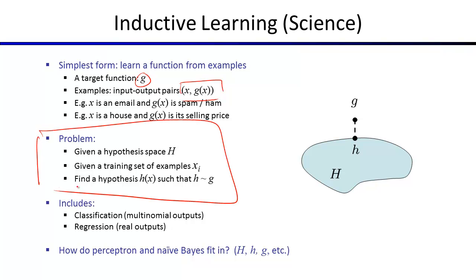Effectively, we have some hypothesis space, and that's kind of the learning theory view of what we're doing, capital H, and think of it as a set of things, and each element in that set is a hypothesis. Each hypothesis is a function that takes an input, x, and maps it to some predicted, let's say, price for a house, or if it's the email problem, spam versus ham. And the problem we're trying to solve here is find the best h in that set, capital H, in terms of the one that's as close as possible to g.